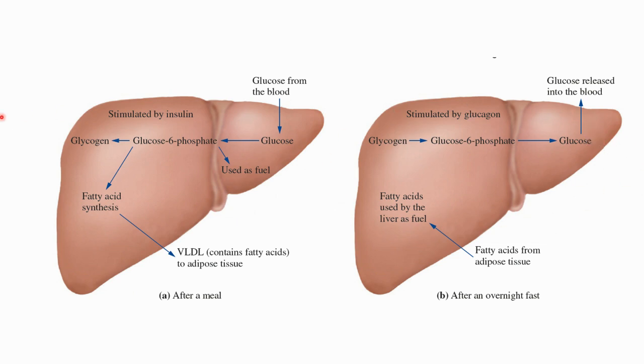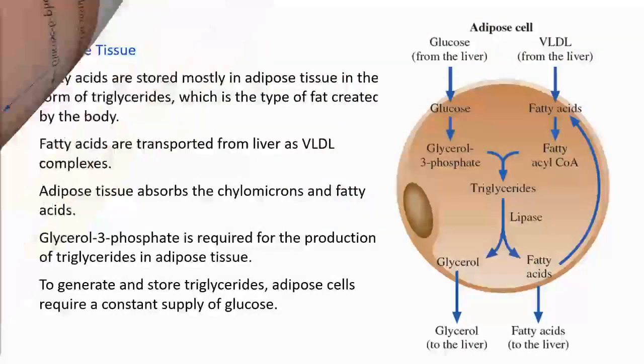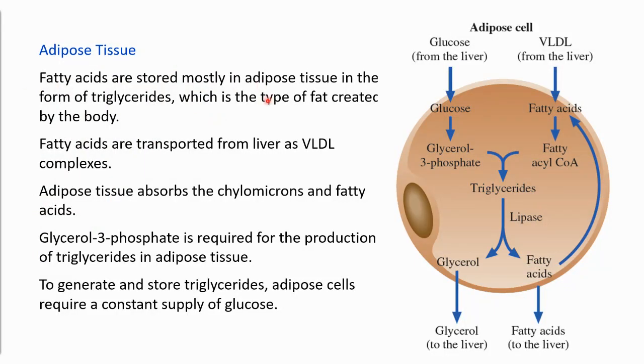Now, the other organ that we have is the adipose tissue. So remember, when you say adipose tissue, these are fatty acids that are stored inside the body in the form of triglyceride. Okay, so ito yung type ng fat na na-create natin. So it's usually transported from the liver as VLDL complexes. So yan. Okay? And then adipose tissue is absorbed by the chylomicrons and fatty acids.